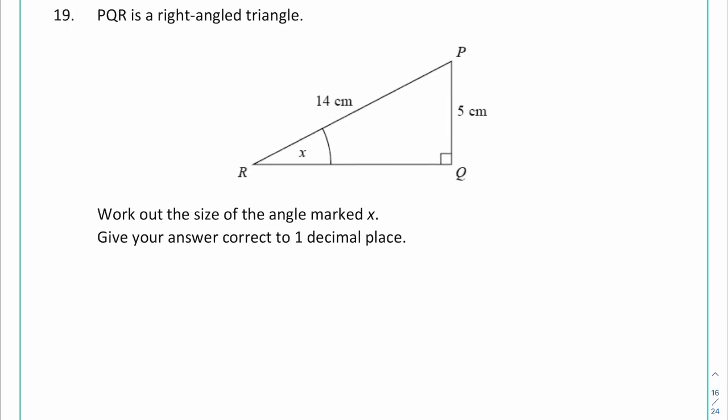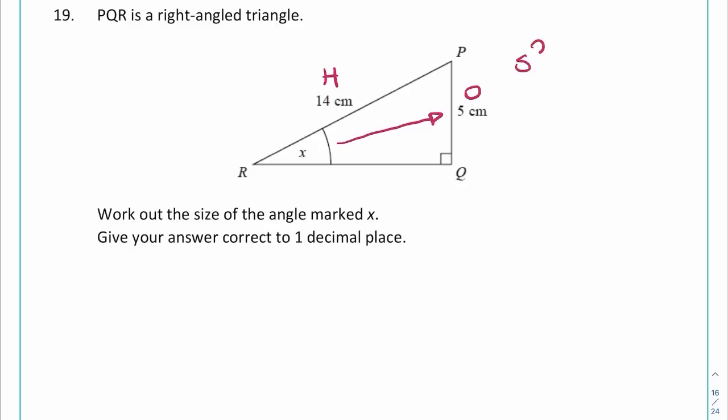Question 19, we have some SOHCAHTOA. So PQR is a right angled triangle. Work out the size of the angle marked X and give your answer to 1 decimal place. So when we are using SOHCAHTOA, first step is to label the two sides in the question. So this one here is the opposite, and the hypotenuse is the longest side. So we have O and H.